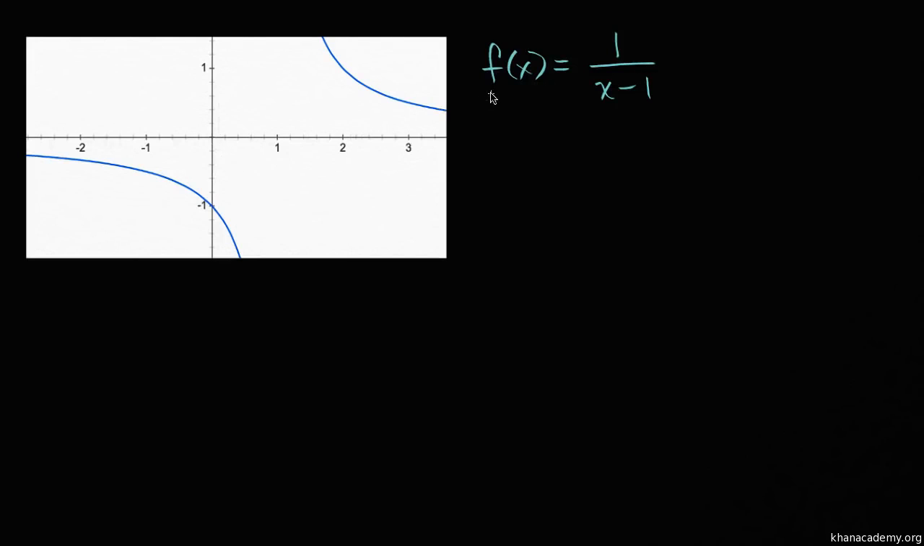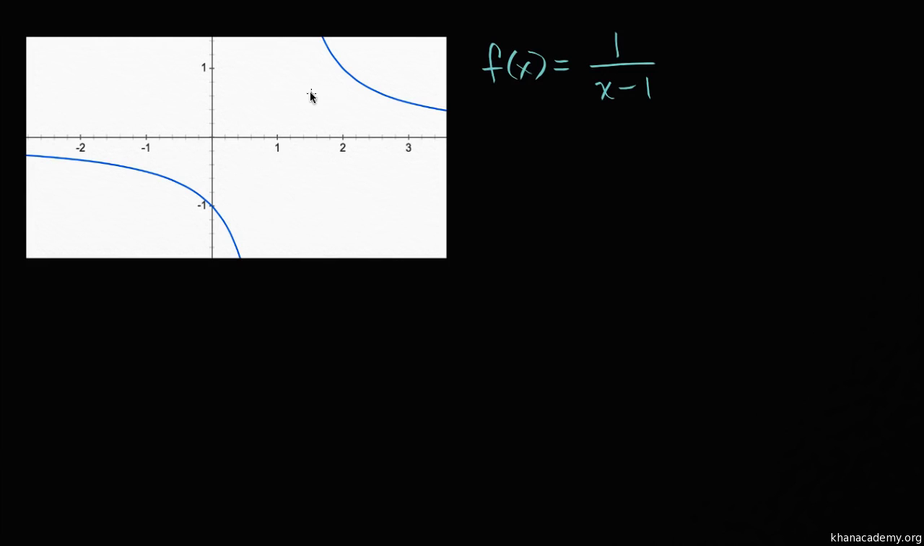So there are situations where you have some type of a function. This is clearly a nonlinear function. f of x is equal to 1 over x minus 1. This is its graph, or at least part of its graph right over here. But where you want to approximate it with a linear function, especially around a certain value.